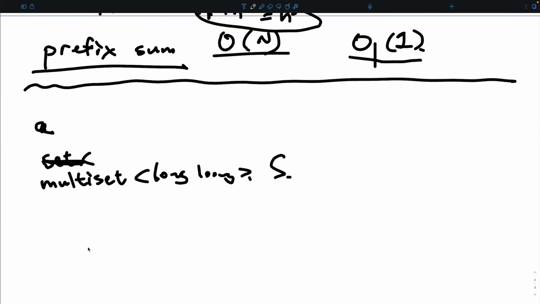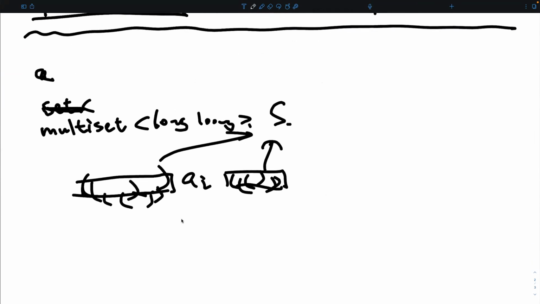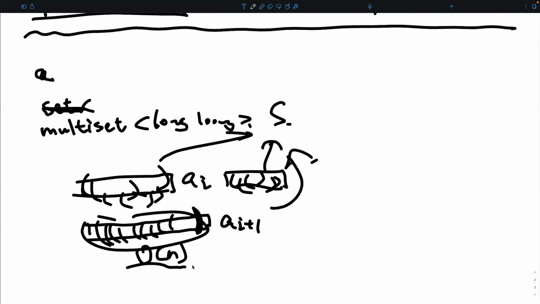So essentially, suppose at the middle of the time, you're solving A_i, and all the subarrays in this range are all in S, and anything in this range is also in S, right? So what happens when you move to A_{i+1}? There's gonna be some new subarrays where the right endpoint is A_i, and the left endpoints can be something like this. You're gonna add those in the set, which is fine. There are at most O(n) numbers here, right?